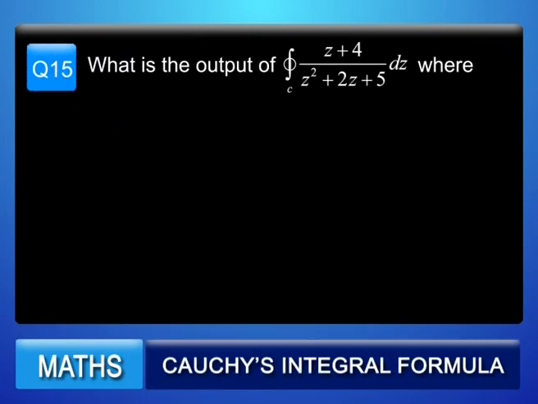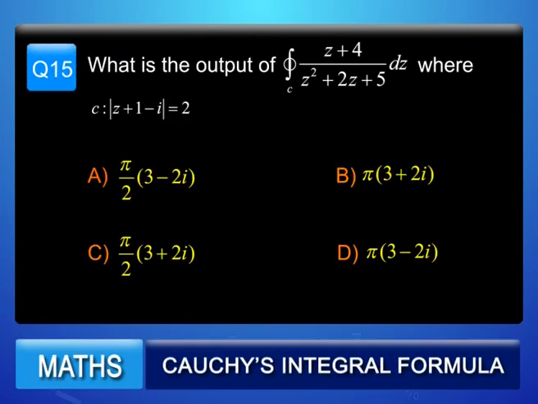Question number 15. What is the output of the contour integral (z plus 4) by (z square plus 2z plus 5), where C is the circle mod z plus 1 minus i is equal to 2.